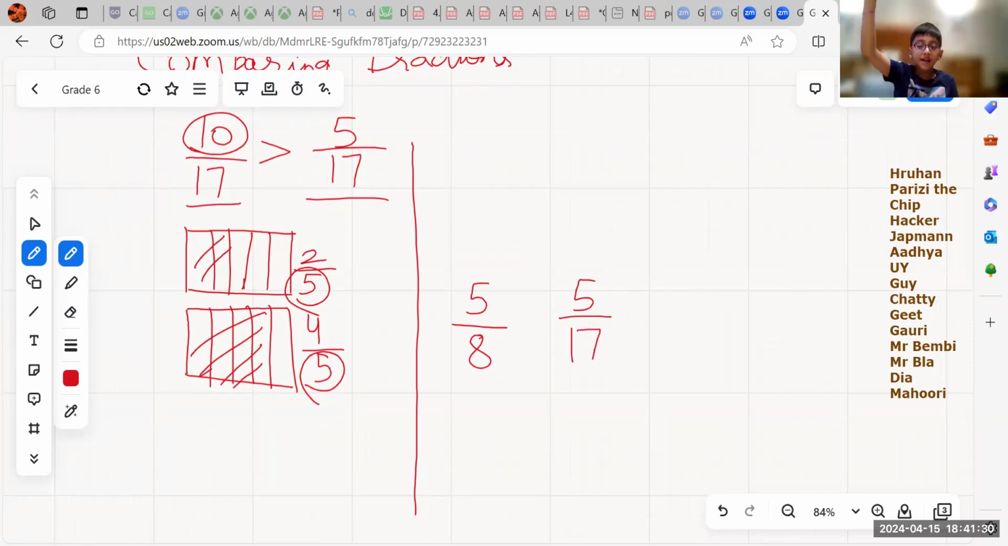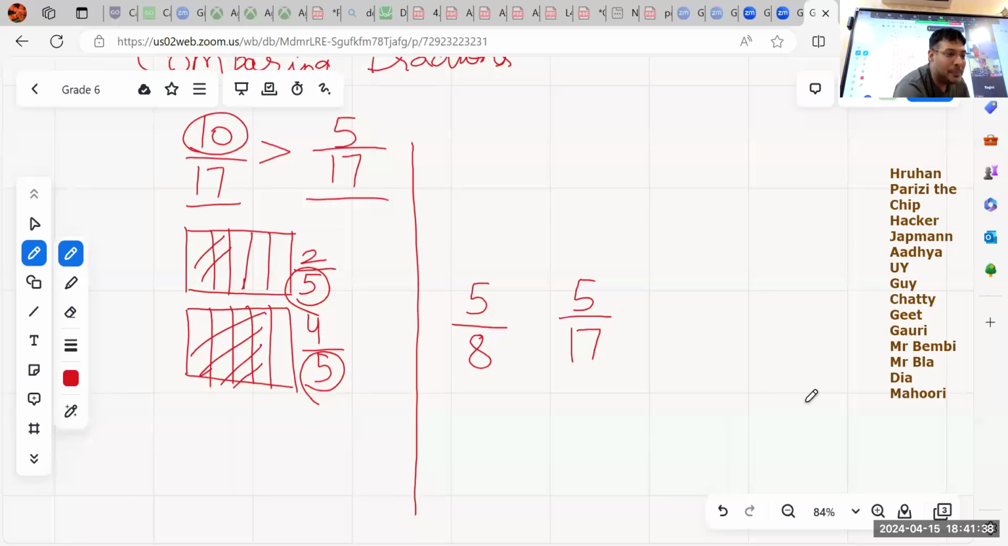Sir, five by eight. Who is Hitansh? Mr. Bambi. Sir, I know it's common sense, Mr. Bambi, that 5 over 8 is greater, sir, but when the numerator is same, means आप इसको same numerator को when you divide by a smaller number, then you get more.